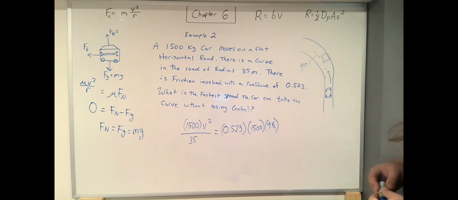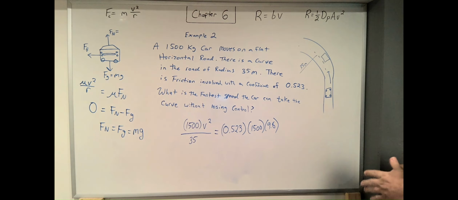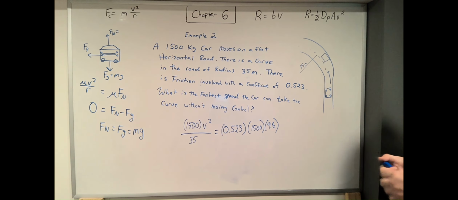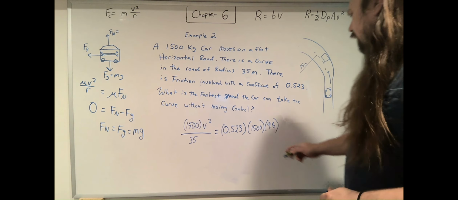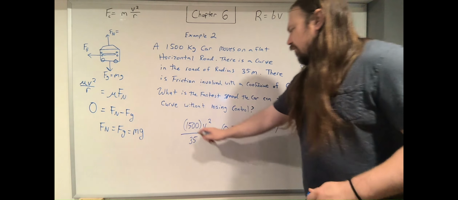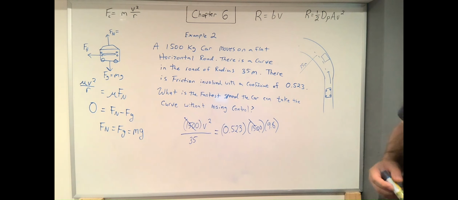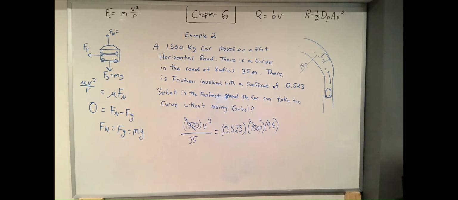Okay, so we end up with something like that. Now this is kind of interesting. We have 1500 on both sides, so that actually just cancels out. So it doesn't even matter if this is a small car, a large car, a motorcycle, or a semi. The mass of it doesn't matter at all.